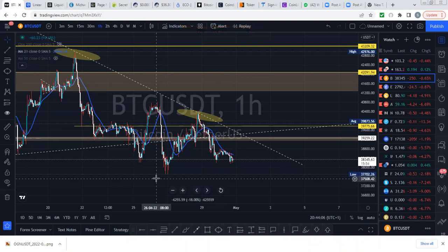Then the meaning of lag is the time it takes for a moving average to signal a potential reversal. Lag is the time it takes for a moving average, and not only a moving average but even other indicators, to give a signal for a potential reversal.